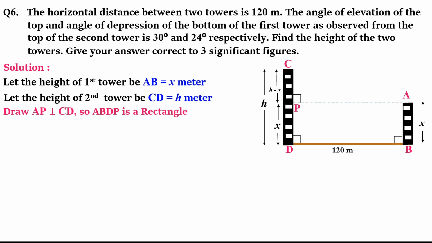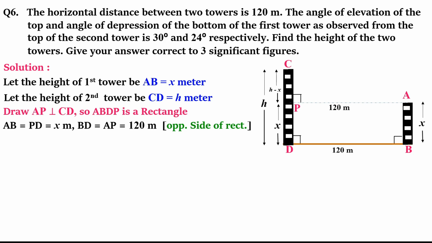So if PD is x, the remaining part will be h minus x. Now we have written this, opposite sides are equal. We have marked it on the figure also. AP is equal to BD, 120 meter each, and the angle of elevation, for that only we drew AP perpendicular to CD. So let's draw the angle of elevation. The line of sight is AC and it makes an angle of 30 degrees with AP.